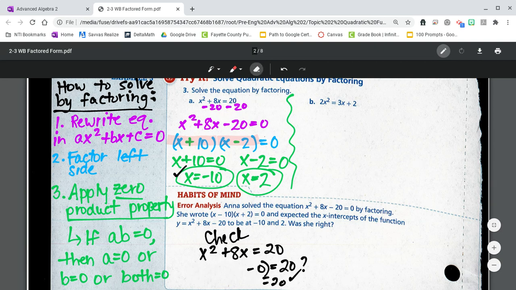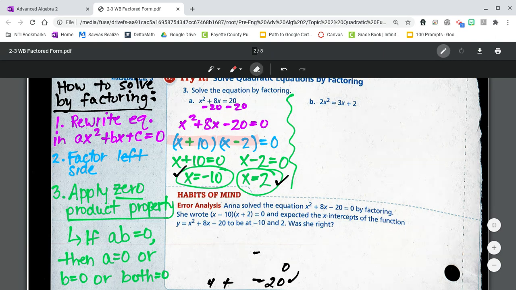Okay, then I'm going to check by substituting in 2 for x. So is 2 squared plus 8 times 2 equal to 20? That would be 4 plus 16. And that does equal 20. So yes, x equals 2 is also correct. So you can check to make sure that you got the right answer doing that.